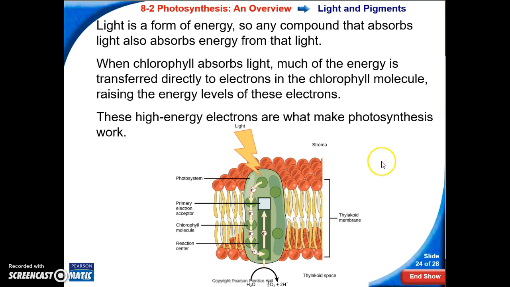When the chlorophyll absorbs the light, another way of saying that is the energy is transferred to the electrons in the molecule, raising the energy level of these electrons. And then the high energy electrons are what are going to make photosynthesis work.